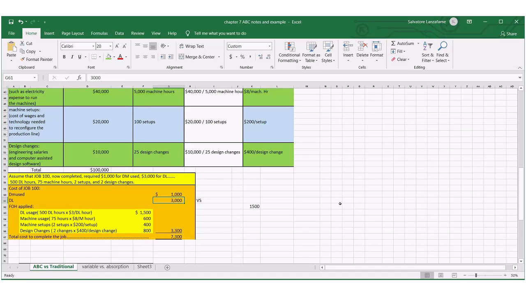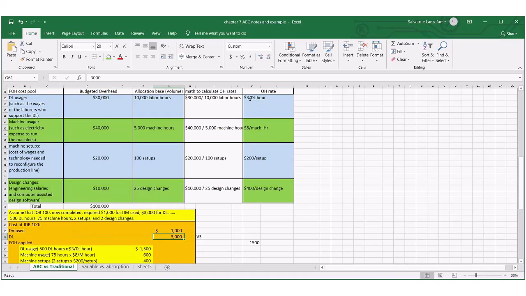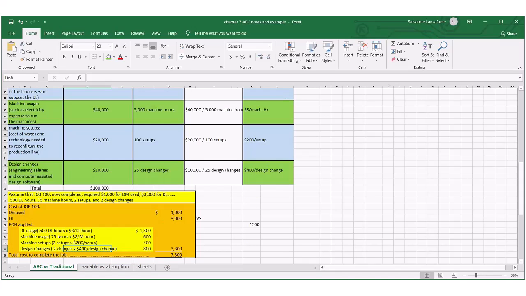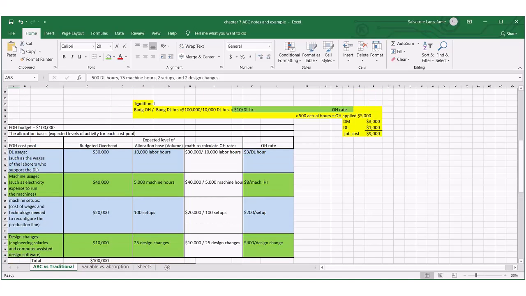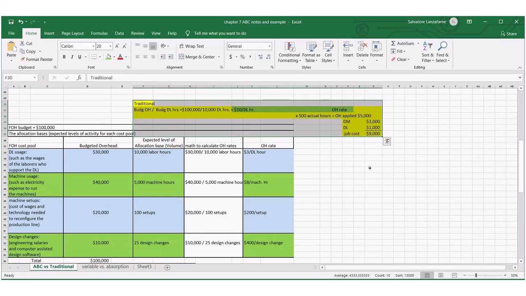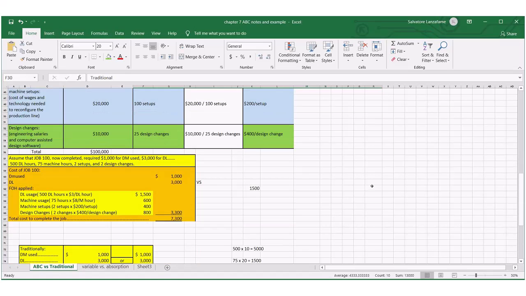So look what I'm doing here. Here's the numbers, the rates: $3 per direct labor hour, $8 per machine hour, $200 per setup, and $400 per design change. And where did I get the actual? That's in this yellow box here. So I'm assuming 500 direct labor hours, 75 machine hours, 2 setups, 2 design changes. So it's kind of like what we did before, but you're kind of doing 4 calculations instead of 1. So 500 times 3, 1,500.